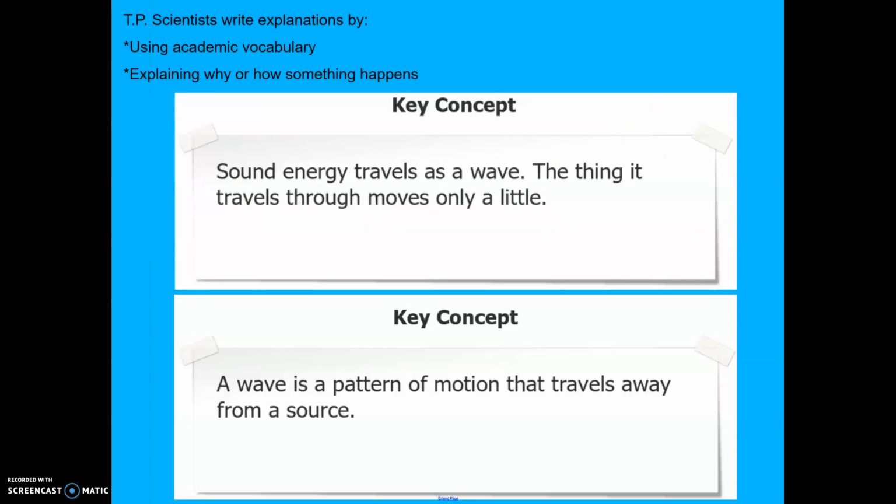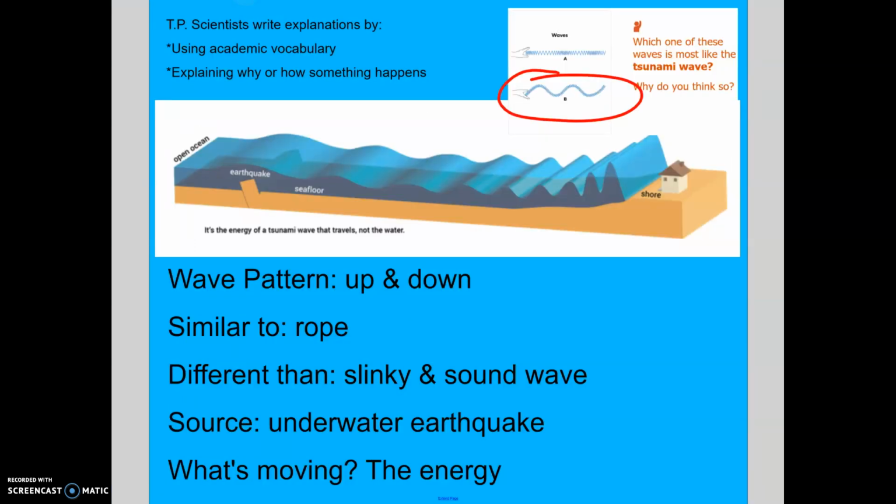So we learned two important things here. Sound energy travels as a wave, and the thing that it travels through moves only a little bit. It's actually the energy that's moving. And we also learned that a wave is a pattern of motion that travels away from the source. So just like the other wave patterns we studied, we see that the source is the earthquake and the wave moves away from the source.